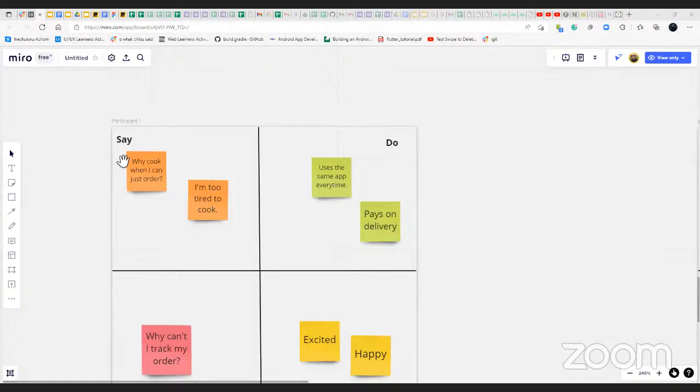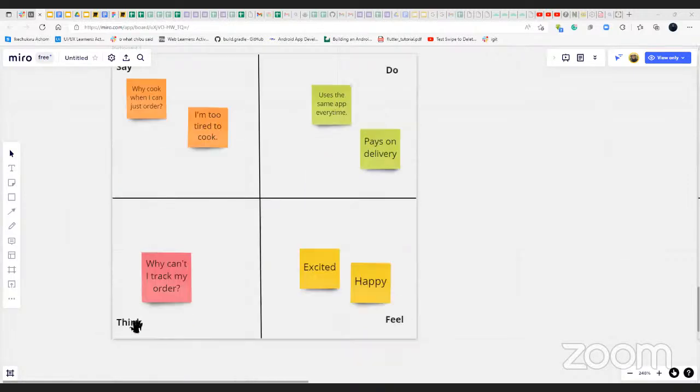What app, young man and young woman? Well, this is from a user research that you did. And they're telling me that what the participant did is use the same app every time. I don't get it. The person pays on delivery. How did the person do that? When you are having a research interview session with the person, how did the person get to do this thing that you said the person did?